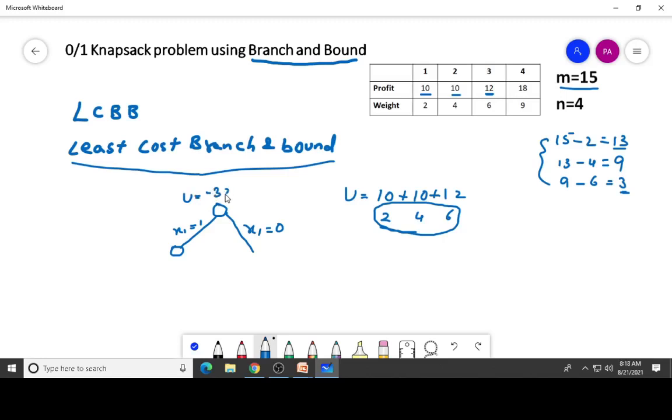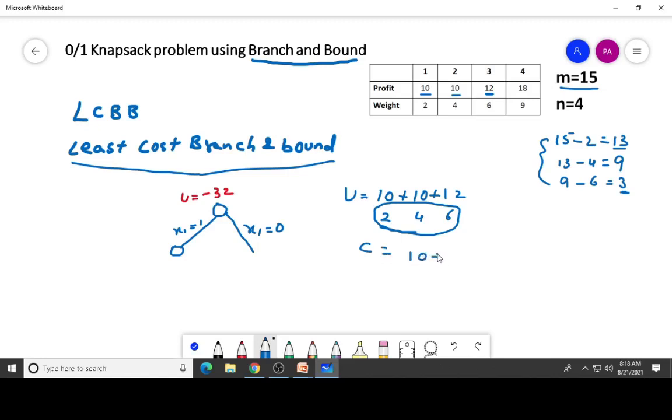Upper bound is minus 32. As I told you, we are converting the profit, converted the maximum problem to minimization problem. So we need to write the minimum. Okay, I will write this in different color. U is equals to minus 32. Here we are not adding the fraction.